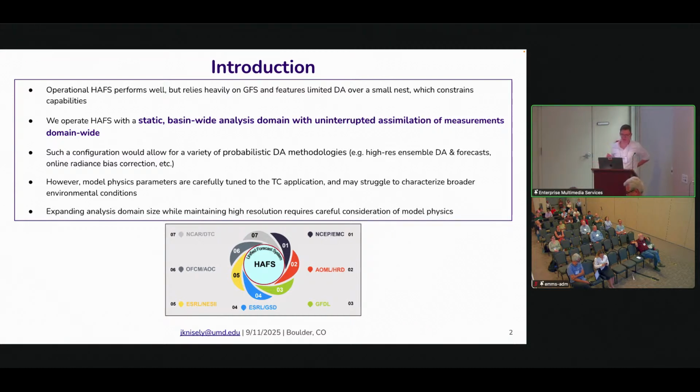That being said, model physics parameters are very carefully tuned to the TC application, and they may struggle to characterize broader environmental conditions. And so expanding this analysis domain size while maintaining this high resolution, convection-allowing resolution requires very careful consideration of the model physics.